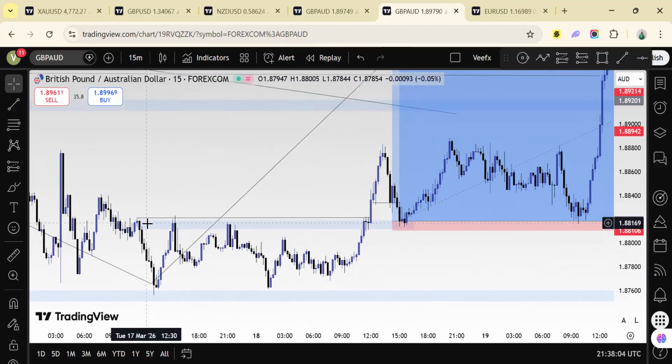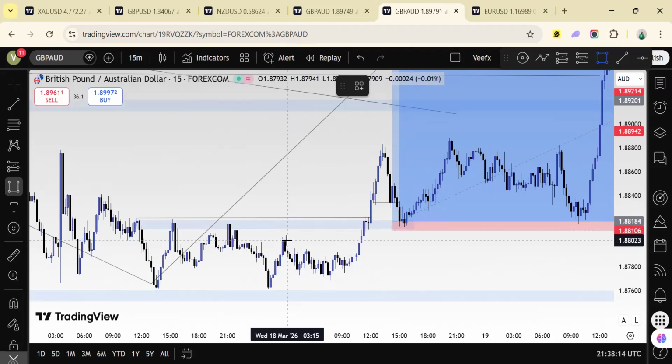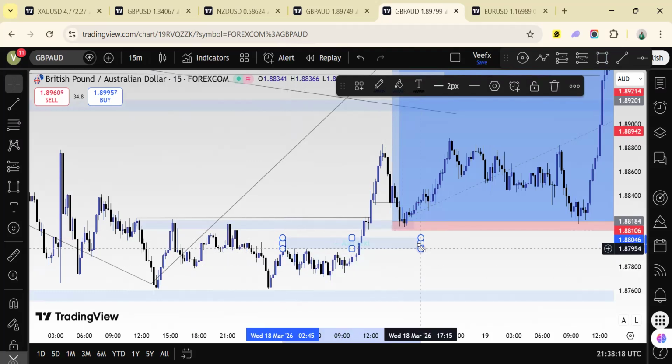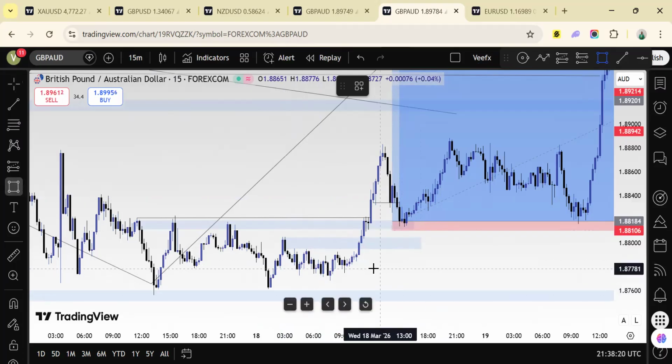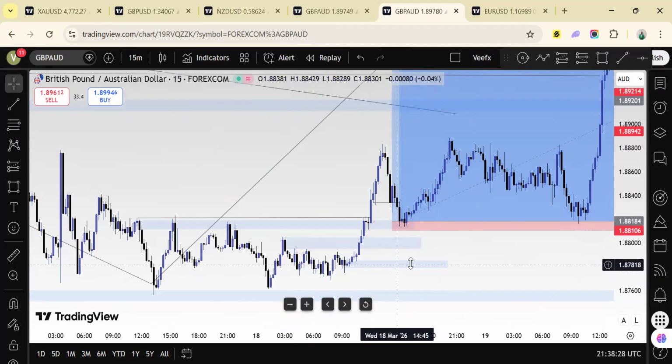I have this breaker block POI here. Let me look at the possible POIs I have. I have this breaker block POI here. I also have this, which should also be a breaker block POI. I also have another block POI around here. So I have multiple POIs in this trade. There are a lot of POIs to actually take this trade.